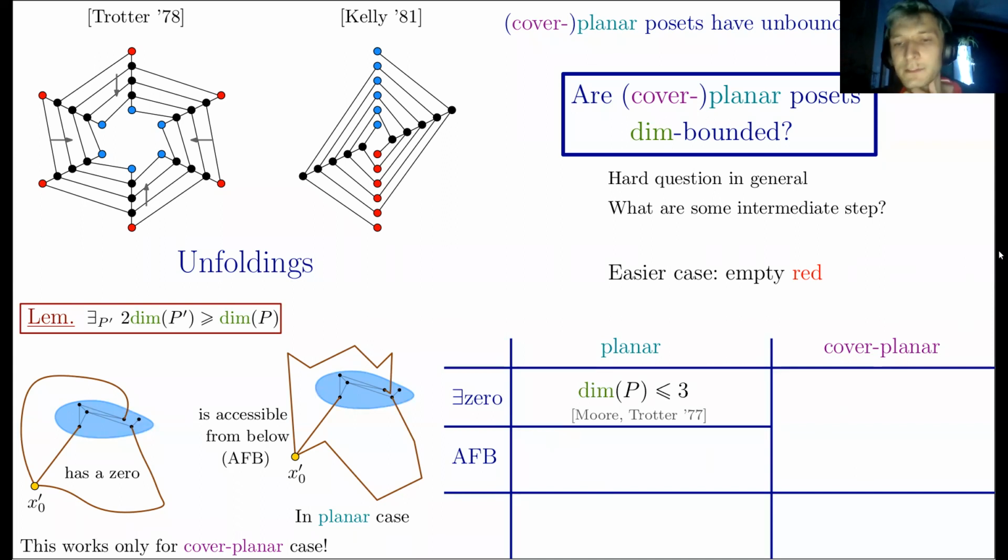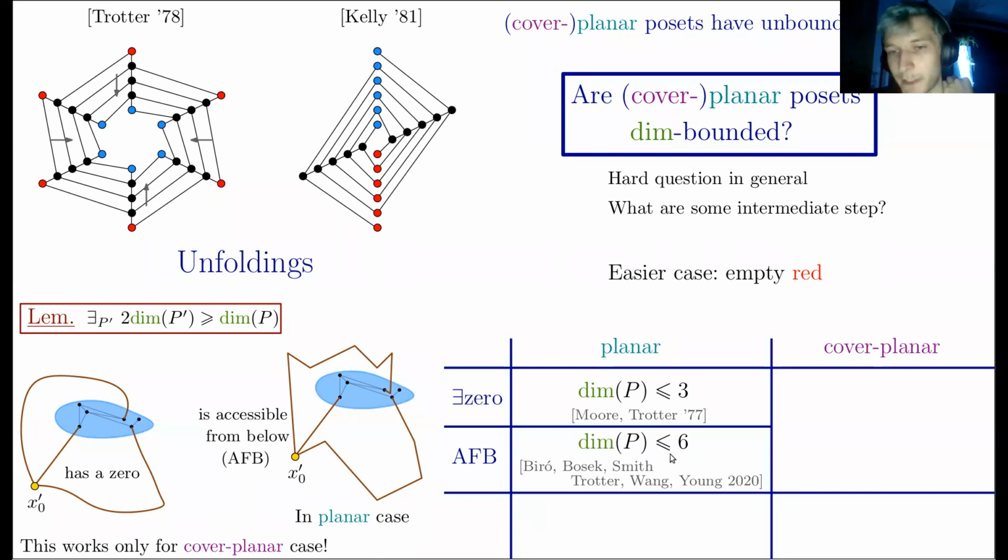Let's start with the simplest one. If we have a planar diagram and we have a zero, so a unique minimal element, then a long time ago it was proved that dimension is bounded by 3. So there are no such examples, and dimension is bounded by 3, and I will actually prove this for you. Next one is this accessibility from below in the planar case, and this is much less trivial.